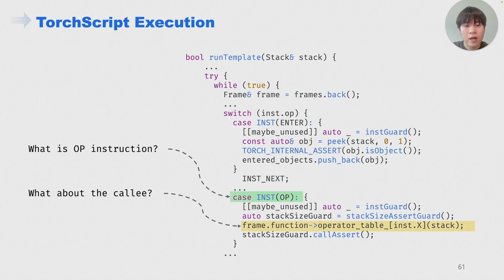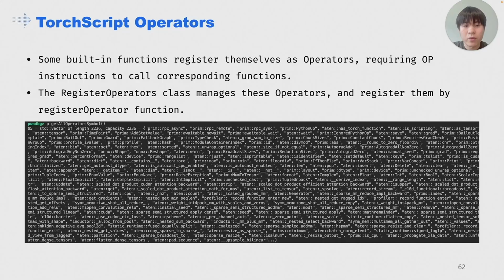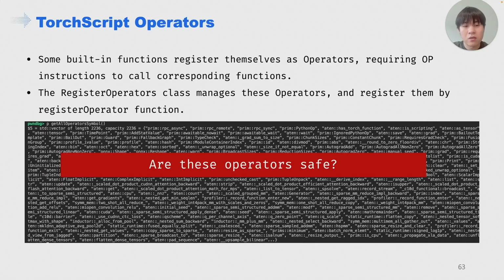While reading the code, I discovered something interesting. There is one opcode named OP, and it can do a call on the operator table. And the operator table contains many functions corresponding to operators. I'm curious about what operators they are. Some built-in functions register themselves as operators, requiring OP instructions to call corresponding functions. And the RegisterOperators class manages these operators and registers them by the registerOperator function. I patched the PyTorch code and added one function to output all operators. You can see there are over 2,000 operators here. Are all these operators safe?